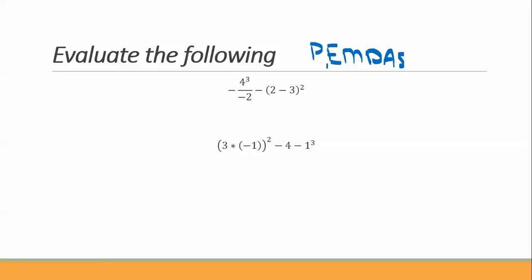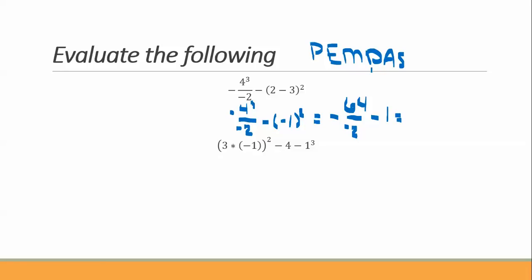Parentheses first. So we're going to have -4 cubed over -2 minus 2 minus 3 is -1 squared. Now we're going to do our exponents. -4 cubed is 64 over -2 minus -1 squared is +1.